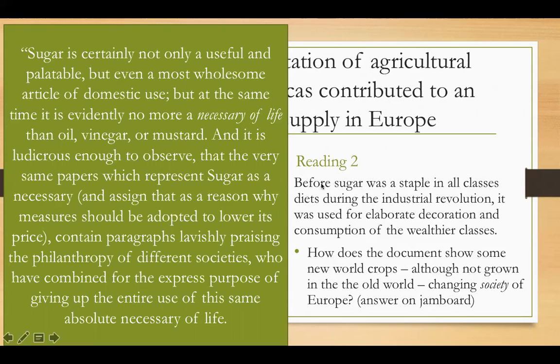So a little explanation over here to the right. Before, sugar was a staple in all classes, because when we talk about the Industrial Revolution in Europe, we're going to see how tea and sugar is this interesting phenomenon where a luxury item suddenly became available and a necessary staple in all homes. It didn't used to be that way. All right, so before, sugar was a staple in all classes' diets during the Industrial Revolution. It was used for elaborate decoration and consumption of the wealthier classes.